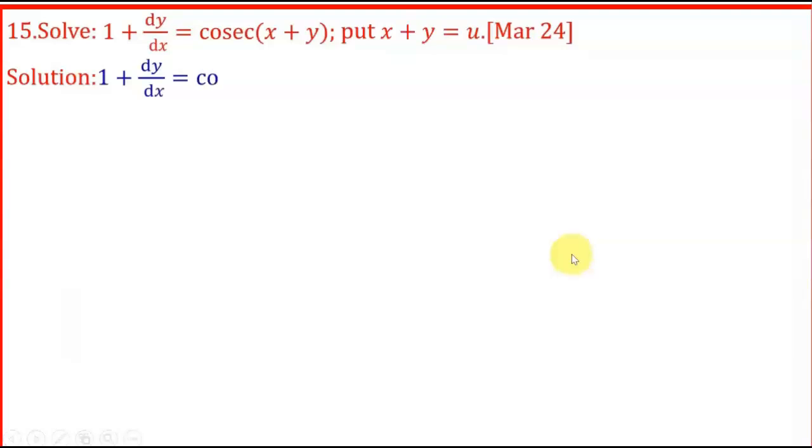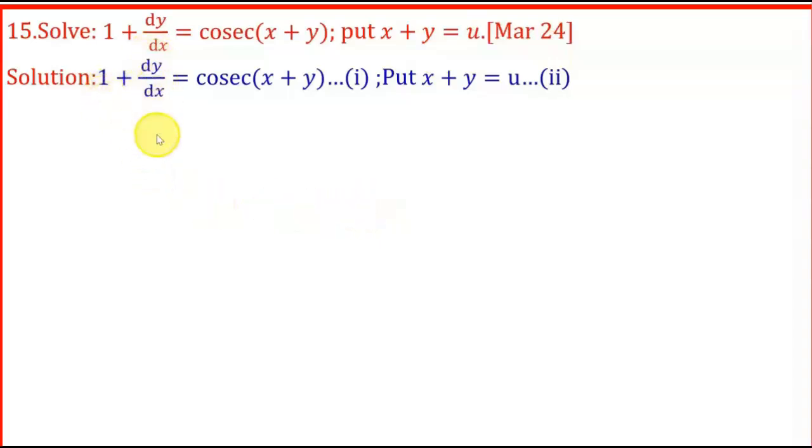Now next, find the solution of this differential equation, or solve this: 1 plus dy by dx is equal to cos of (x plus y). Here we have been given the substitution x plus y is equal to u. This question was asked in the March 24 examination.